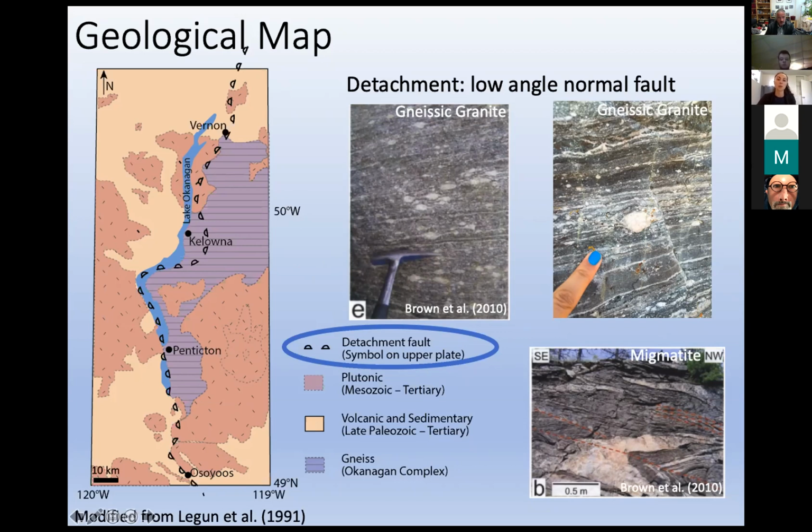But some of the features that you can see that are indicative of this deformation are pegmatites with folds that have their axes parallel to the direction of extension, and some granites that have been metamorphosed, gneissic granites.